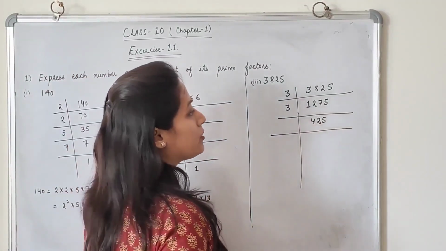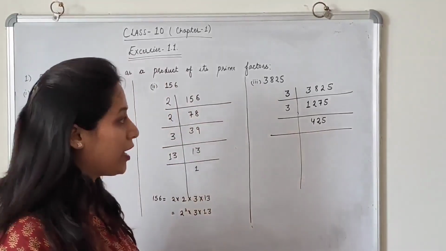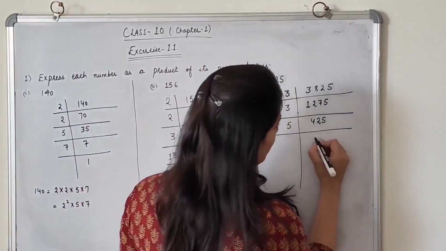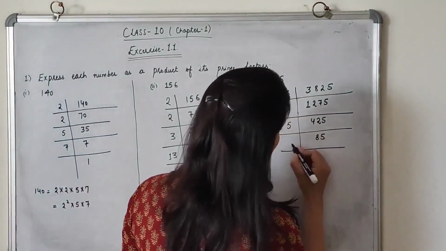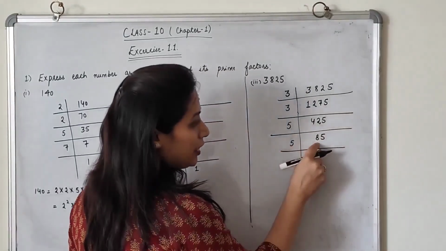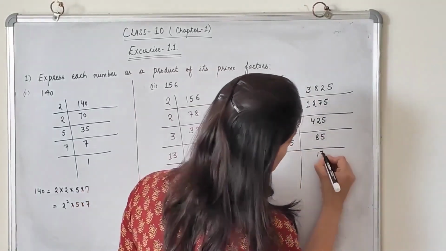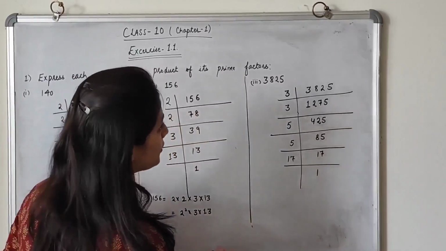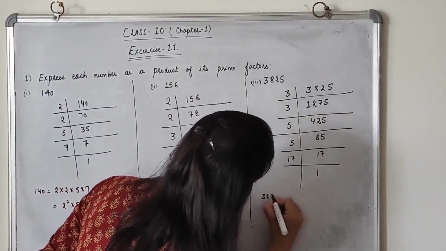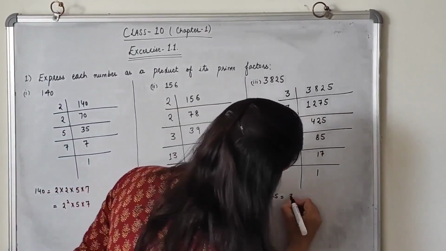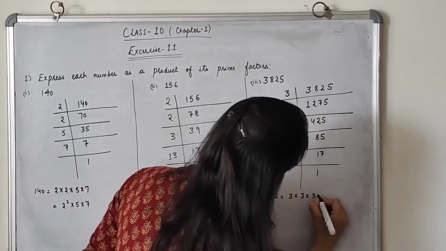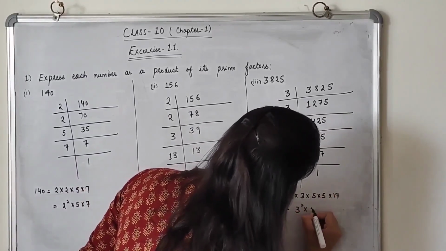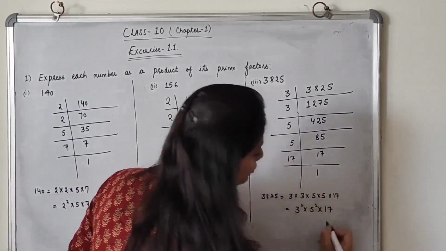11 is not divisible by 3, so here the unit digit is 5, so this number will be divisible by 5. 5 8s are 40, 5 5s are 25. Again 85 is divisible by 5, that is 17. 17 ones are 17. So the factors of 3825 are 3 cross 3 cross 5 cross 5 cross 17, which gives 3 square into 5 square into 17.